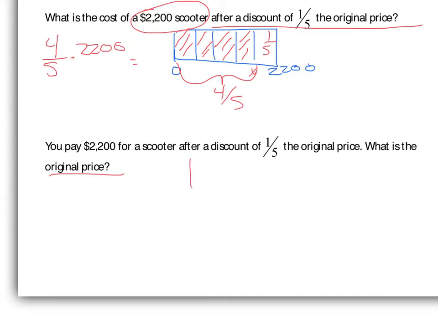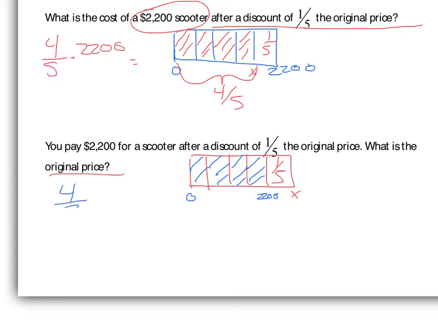So hopefully what you've set up here is you're recognizing we didn't know the original price, so we didn't know what that is. We're looking for a discount of 1/5. So this is going to look exactly the same as the previous one. We have 1/5 off. We know that we paid $2,200 after that 1/5 was taken off, and that $2,200 was representative of 4/5 of the original price. And so we have this equation to solve.